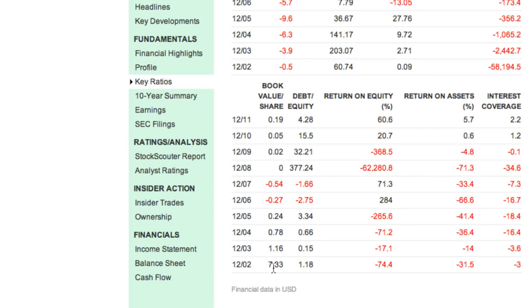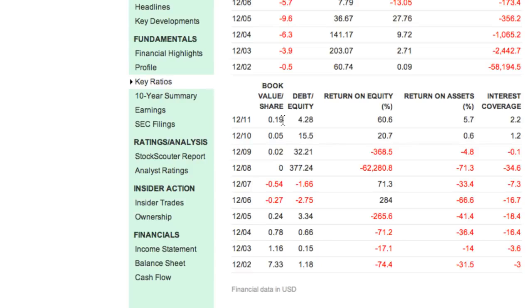So when we look at Sirius, we can see back in 2002, it was worth $7.33 a share. And then the next year, it went down to $1.16. And you can see that progression and how that number really dipped an enormous amount. And then in the last 3 years, they've been just slowly making some growth in their equity.